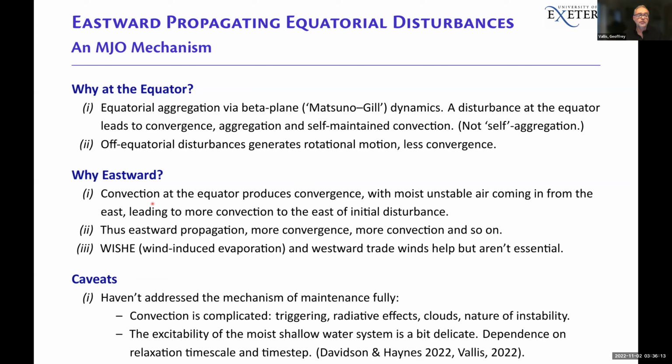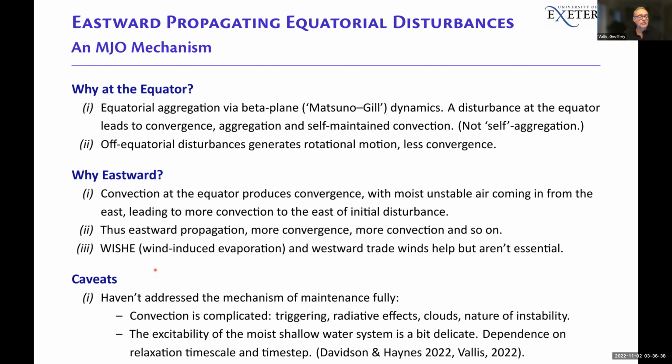Why is it eastwards? It's because the convection produces convergence, as we've said, but it leads to more convection, which is slightly to the east of the initial disturbance, and I'll come to that again in the next few slides. So it self-perpetuates itself, but it moves eastwards all of the time.